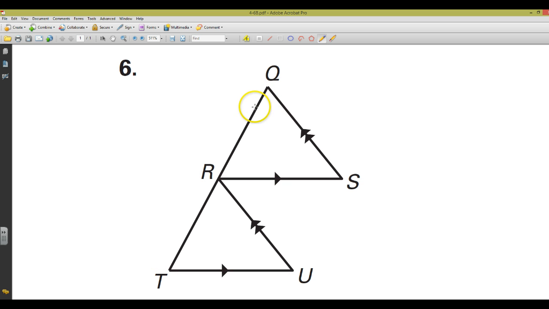So, by the corresponding angles postulate, angle TRU is congruent to angle RQS, and also by the corresponding angles postulate, angle T is congruent to angle QRS. But we don't have any sides marked congruent. So for all the congruence methods, you have to have at least one pair of sides marked congruent. So since there are no sides congruent, it is not possible to prove that these two triangles are congruent.